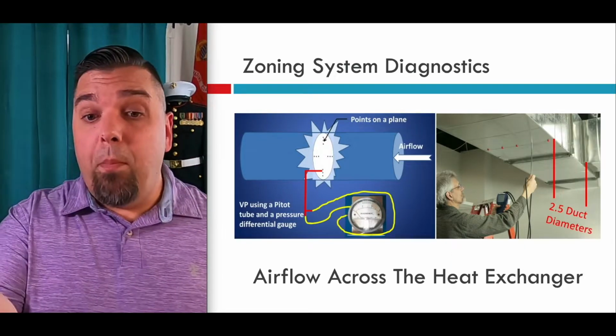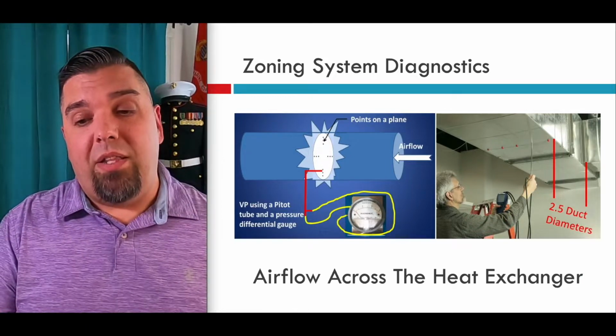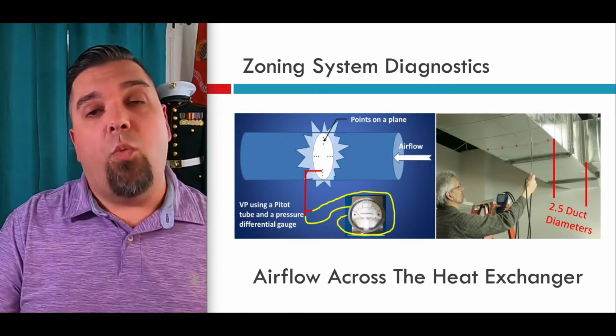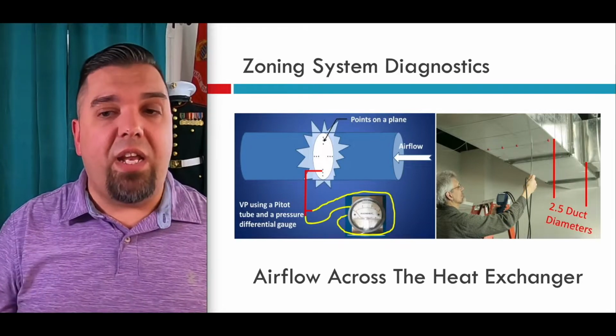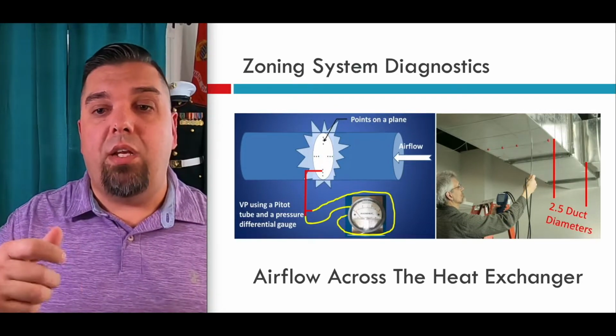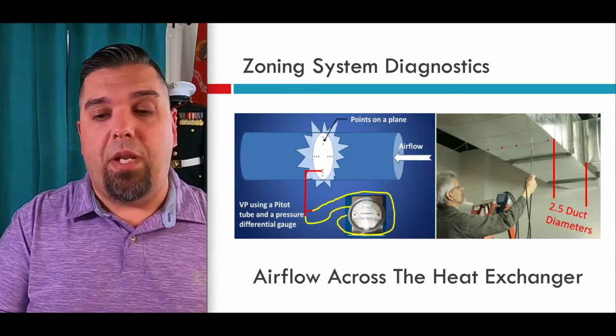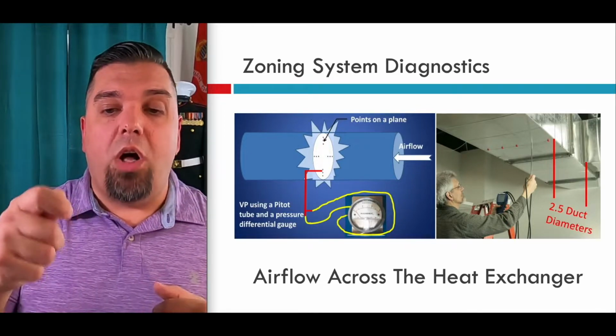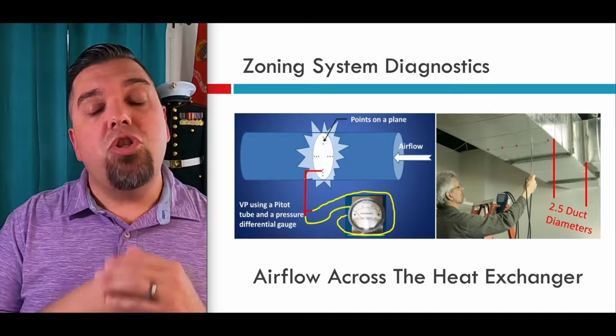So one method, I personally don't recommend this. I've actually done this many times with a hot wire anemometer or a mini vane anemometer, doing a duct traverse. You can measure the feet per minute and convert that to CFM, cubic feet per minute, by getting an average of all of these measurement locations. It's just really important that you measure it.